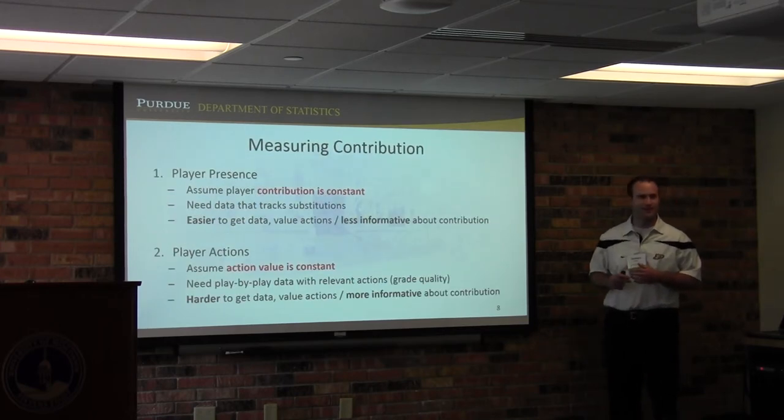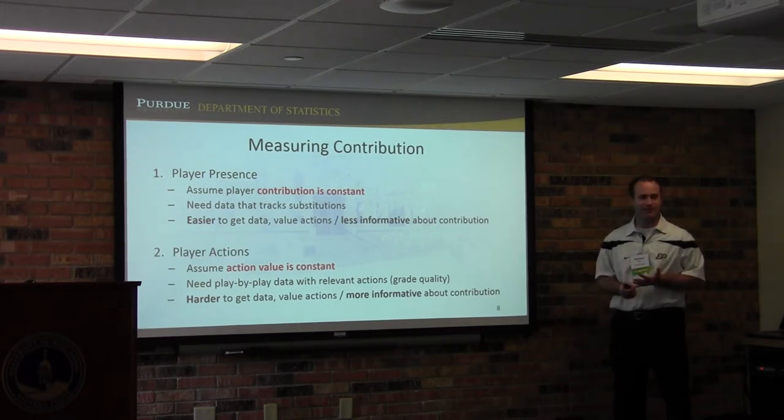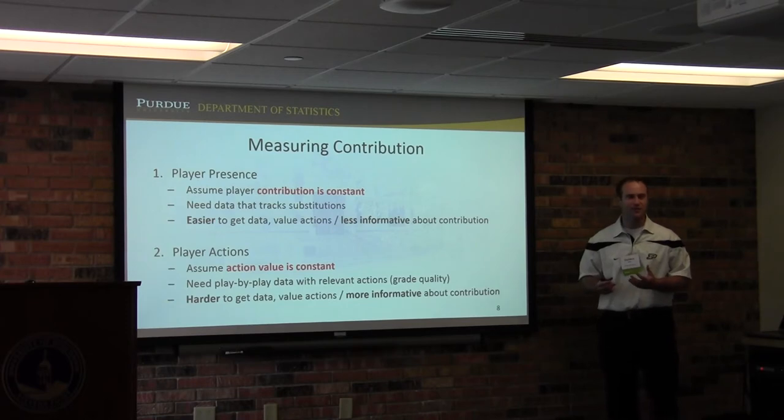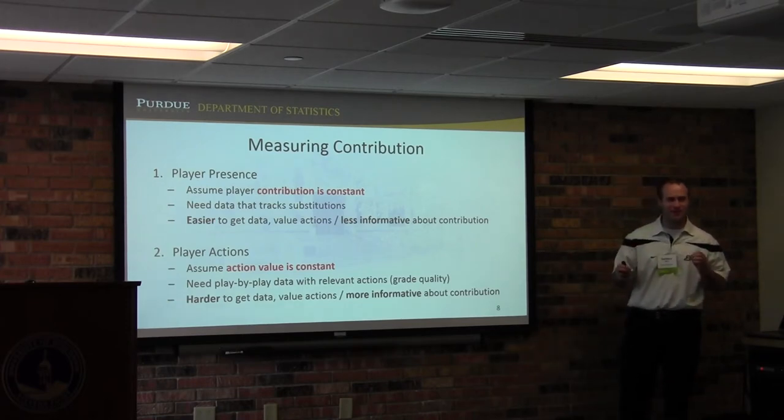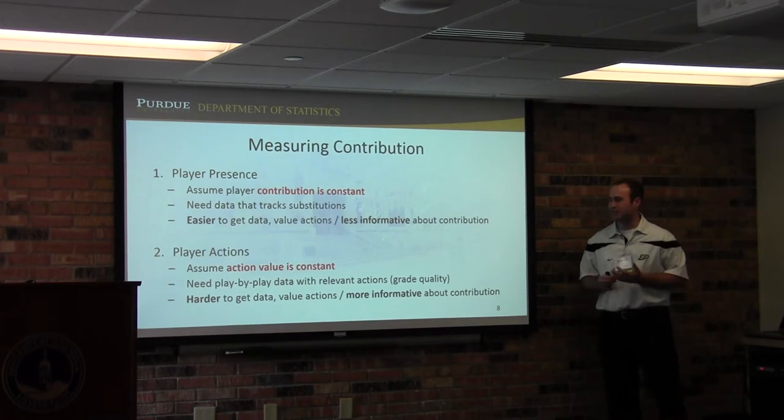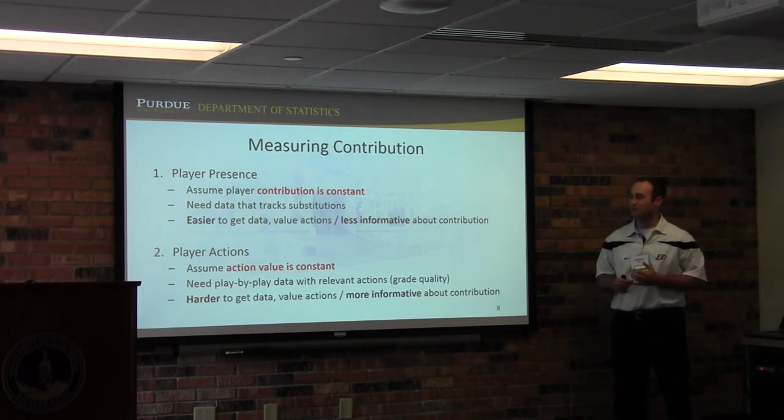In terms of contribution in the literature, there's two main ways to do it. One is to use player presence, and the idea is better players are going to be in the game, better things are going to happen. So we want to correlate those two things. And the key assumption there is you're assuming that players have some constant impact across the data that you're going to try to estimate. You need data that tracks substitutions. That can tend to be a little easier to get, depending on the sport. A little easier to value that contribution, but it's going to be less informative. And so you'll see some works that will split it up by offense and defense and try to get a little bit of a picture of what they're contributing. But in general, it will be a little less informative.